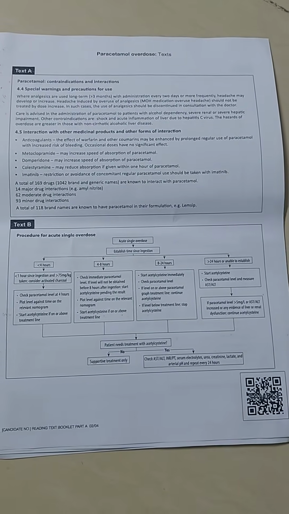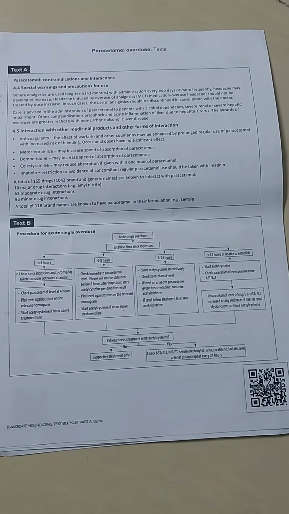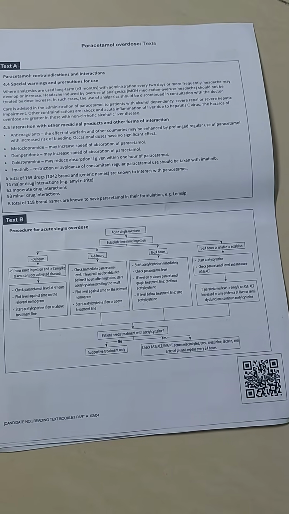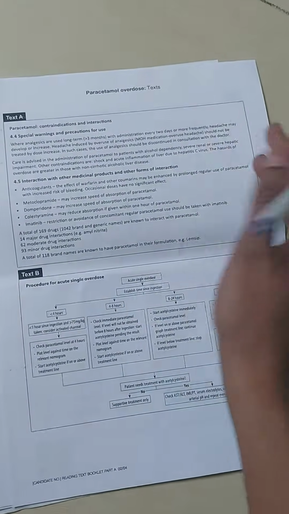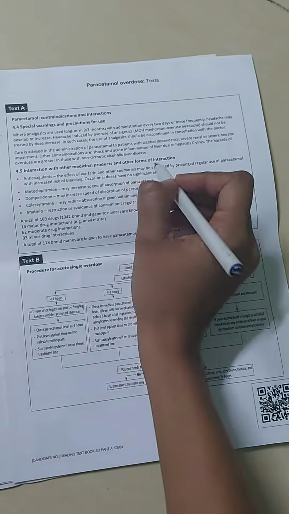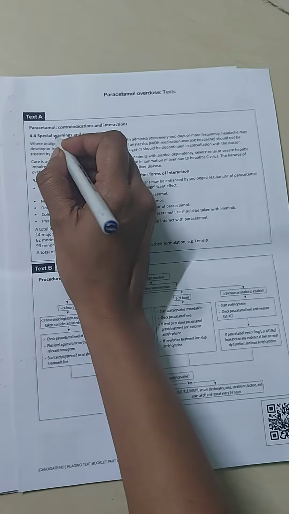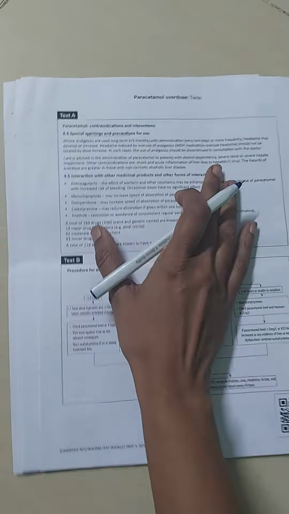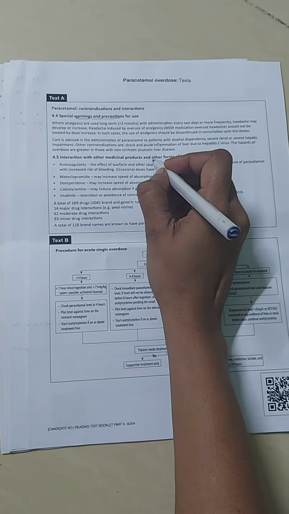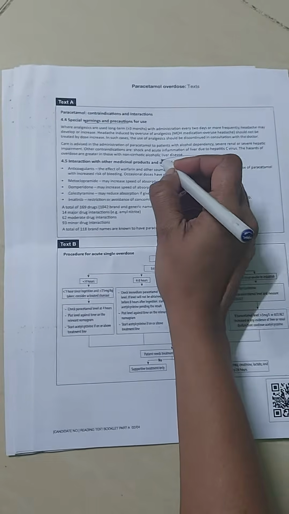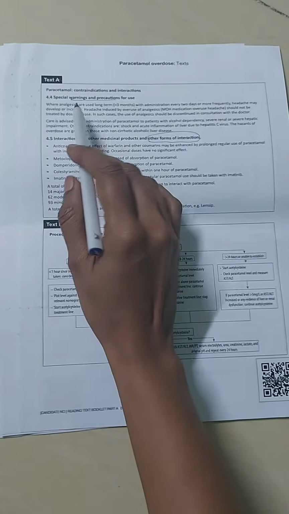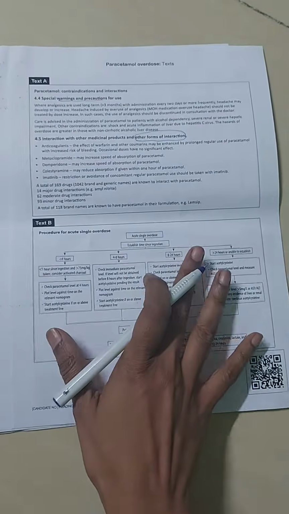Hi, based on the request received today, I'm going to solve the paracetamol overdose Part A question. To begin with, we will be underlining the important words. In text A, you see the bold words: special warnings and precautions. So text A is about warnings and precautions, interaction with other medicinal products and other forms of interaction. I'll mark up the words "other forms of interaction". So Part A goes with warnings and precautions and other forms of interaction.